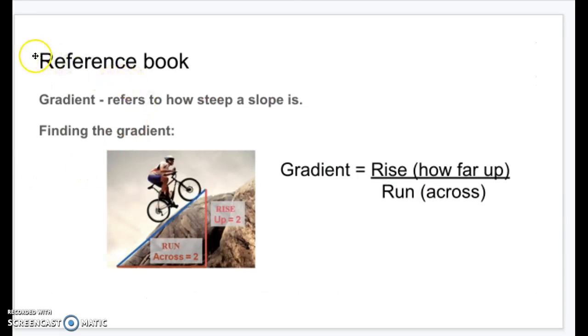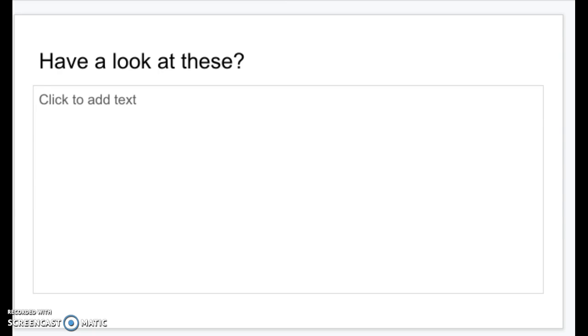So, for your reference book, and you can refer back to this slide, we start by gradient refers to how steep a slope is. To find the gradient, we use this formula. It is known as rise over run. How far up versus how far across. And just a reminder, the bar here is known as our fraction bar. It's a divided by.